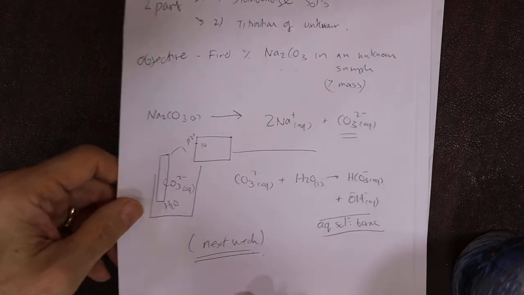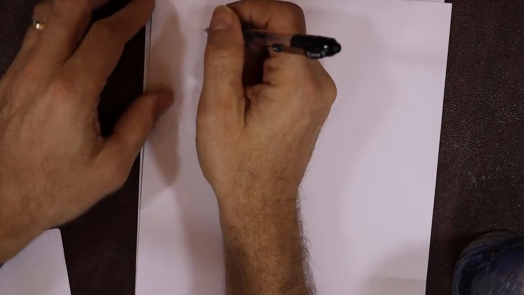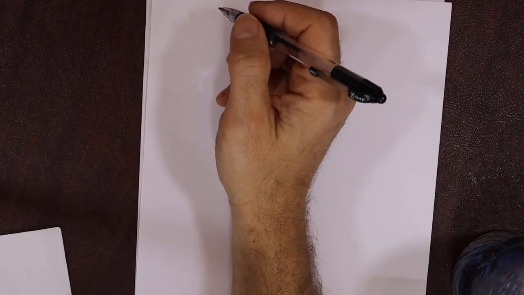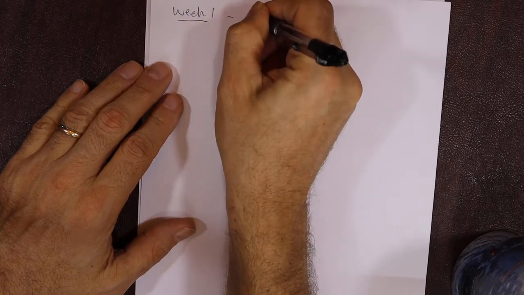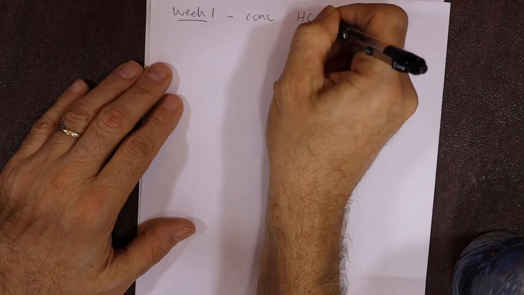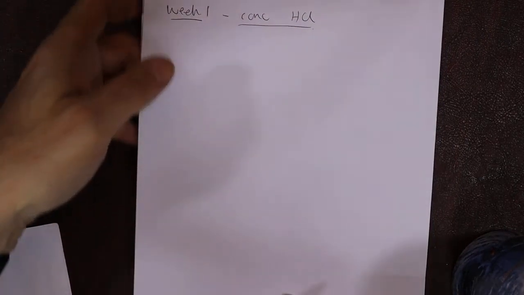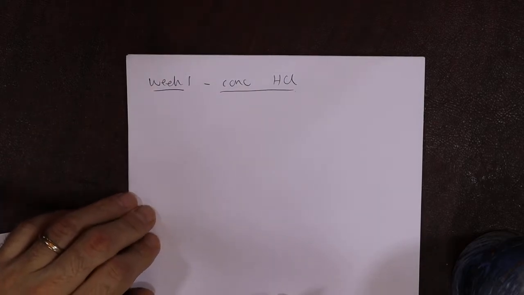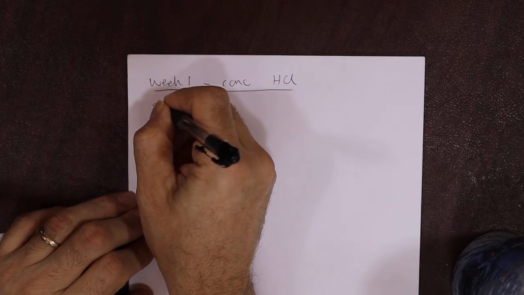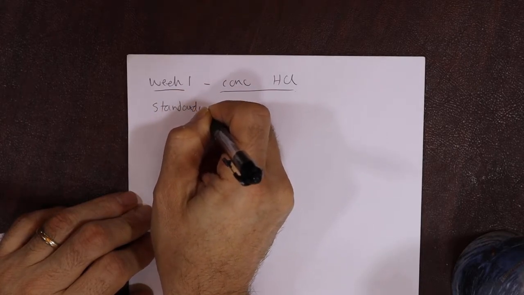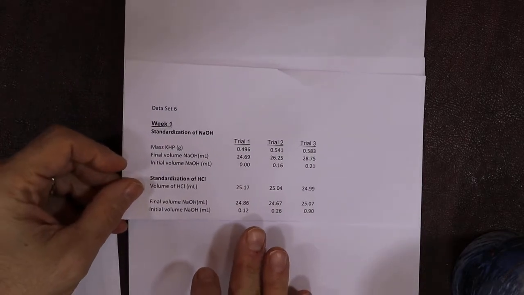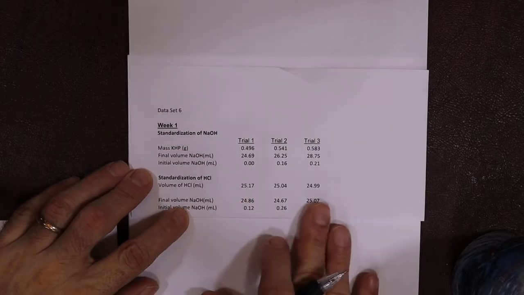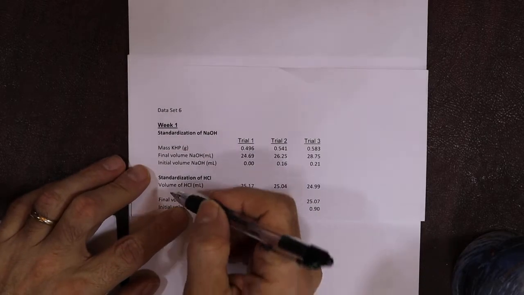But first, what we're going to do, if you think about it, we're going to have to do a titration. So in week 1, we find the concentration of HCl. All right. So very simply, we're going to do a standardization. If you look at your practice data set, here it is, okay. This is data set number 6, you're going to get different ones, okay.